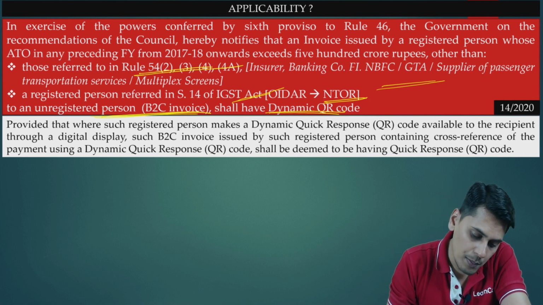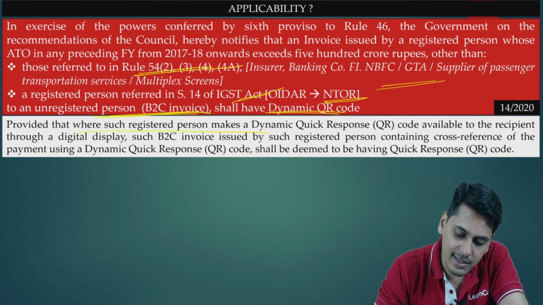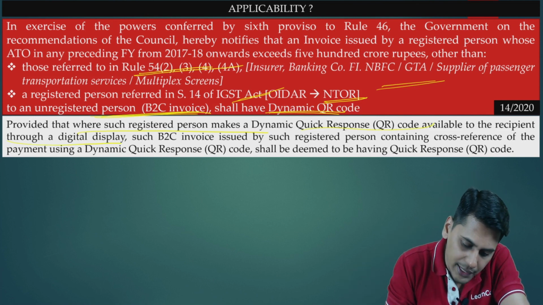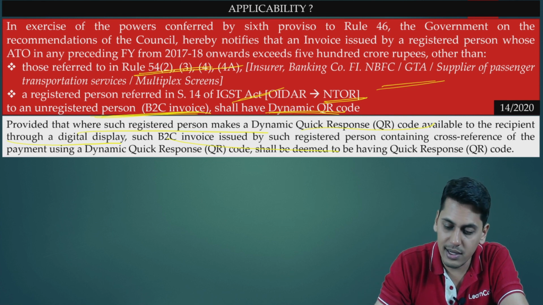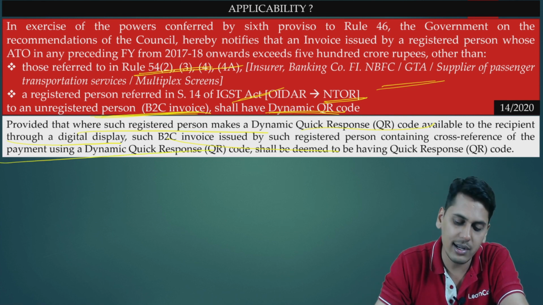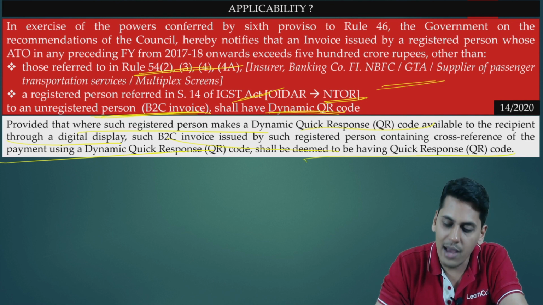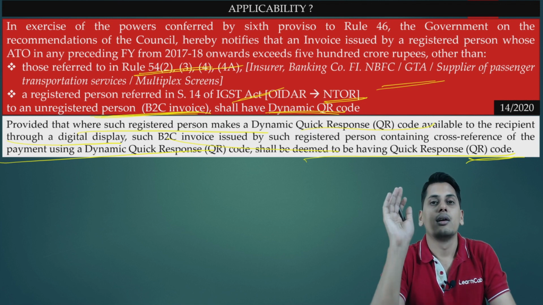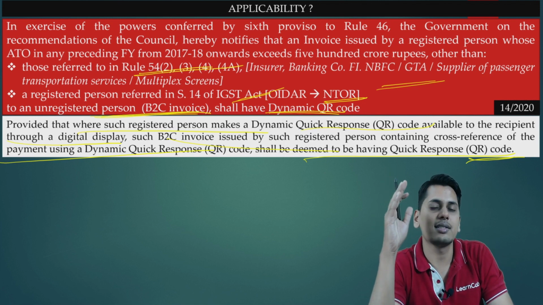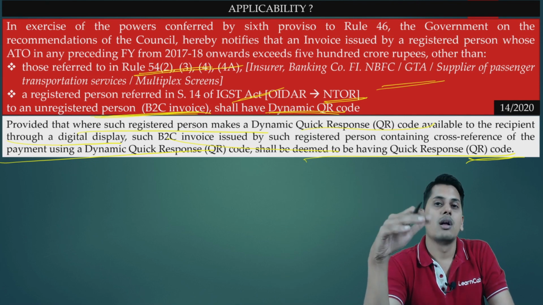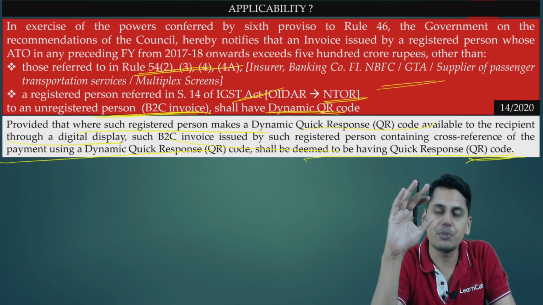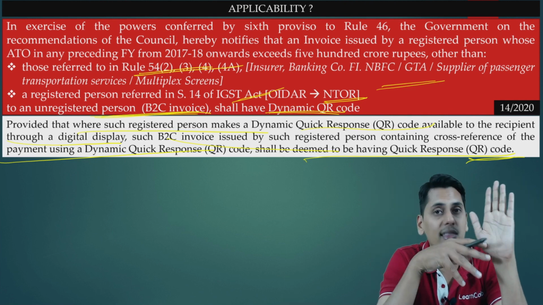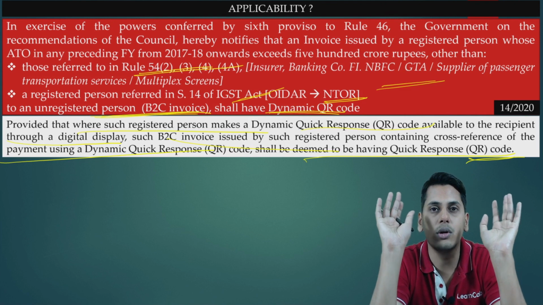Please read the proviso. Provided that where such registered person makes a dynamic QR code available to the recipient through a digital display, such B2C invoice which is issued by the registered person containing the cross reference of payment using a dynamic QR code shall be deemed to be having a quick response code. So friends, I am sure you are clear with this. What is the purpose? The purpose is to arrest last mile transactions. How is this purpose being achieved? Sixth proviso to rule number 46 tells that the notified registered persons in their invoice shall have a dynamic QR code printed.